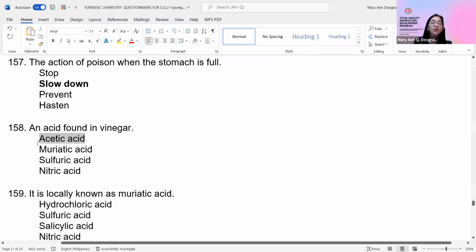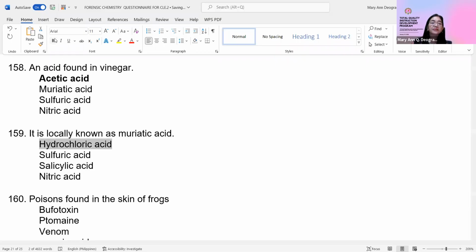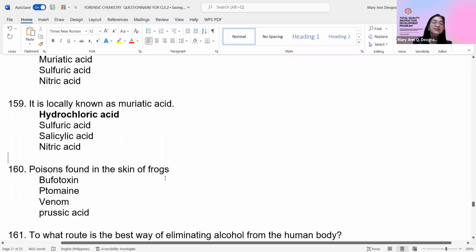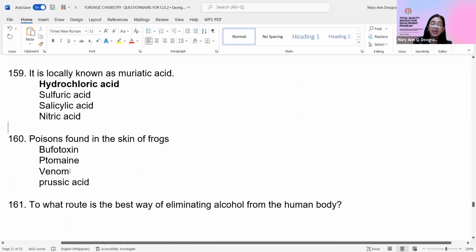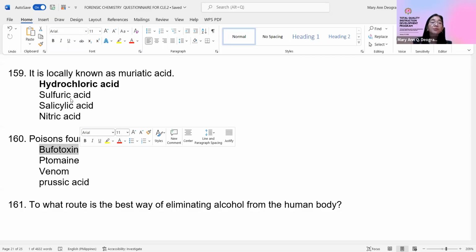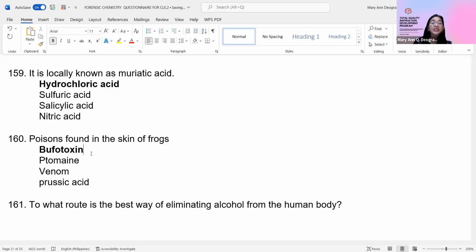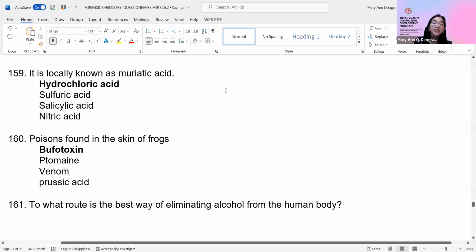Muriatic acid natin is our hydrochloric acid. Poisons found in the skin of frogs. Tawag sa kanyan, sa ahas. Prussic is sting ng wild ants and bees. Okay, ptomaine, ito yung mga uod. So, bufotoxin ang tawag. It may be bufotoxin or bufotalin. So, this is found... Ang sabi ng iba, yun daw ihi ng frog ang poisonous. Hindi. Ang poison niya nasa balat. It's found on the skin of the frog. It's not on the urine.